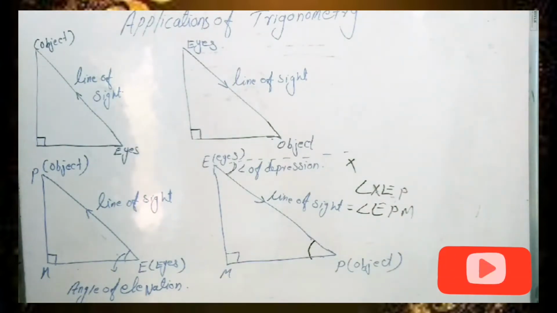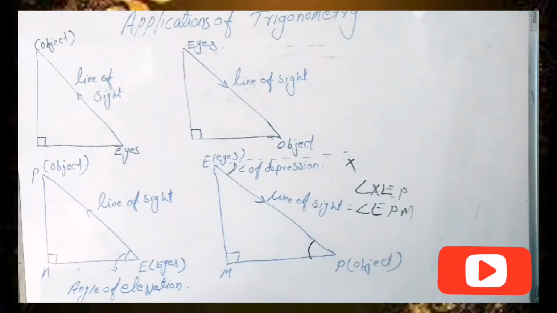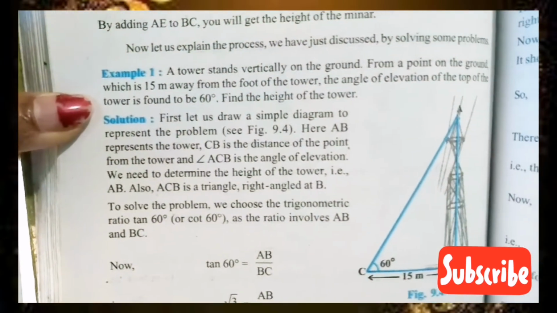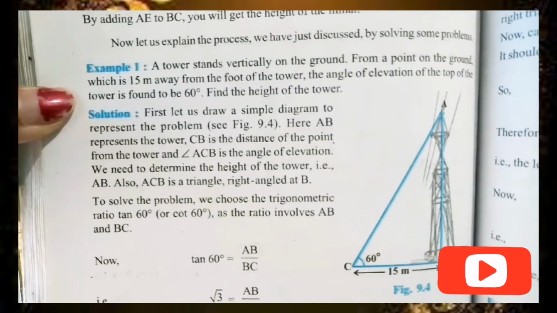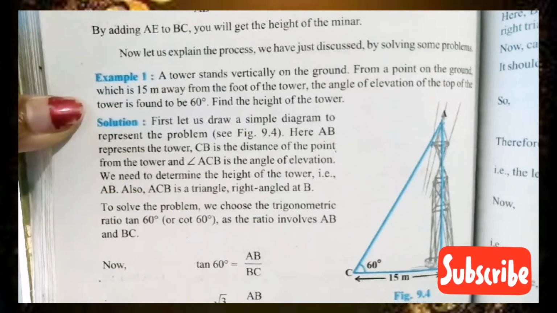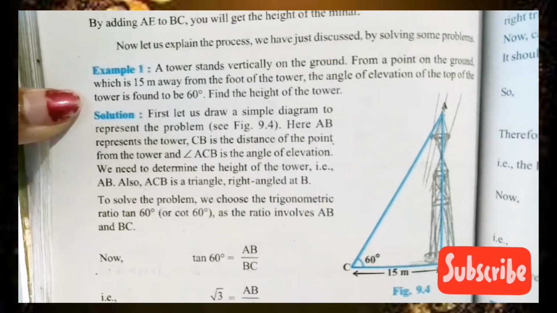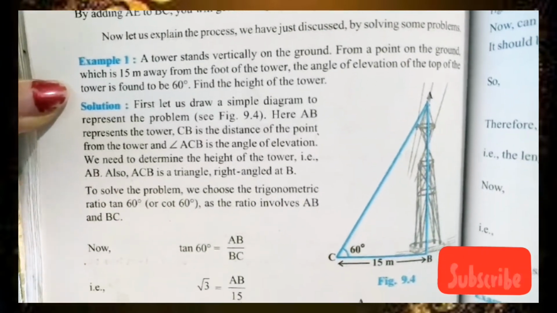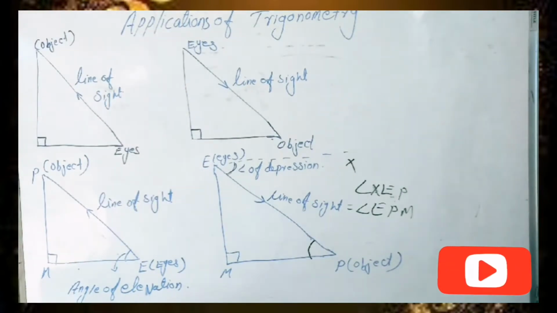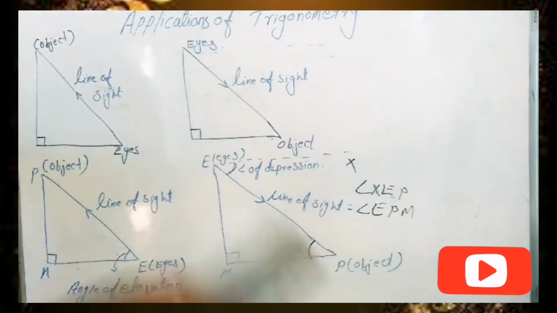Now I am going to do example number 1. A tower stands vertically on the ground. From a point on the ground which is 15 meters away from the foot of the tower, the angle of elevation of the top of the tower is found to be 60 degrees. Find the height of the tower. Okay, we need to find the height of the tower in this case.